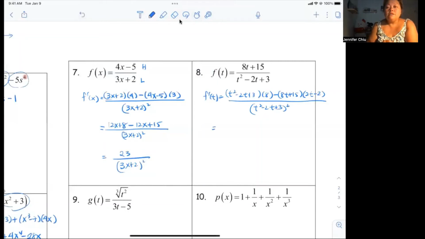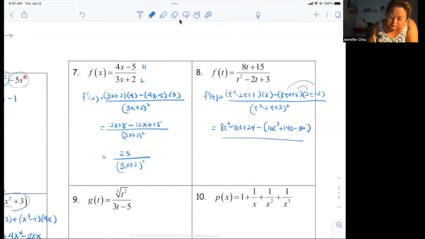squared. All right, so again, it's the algebra that really trips a lot of students up. So make sure you check your work, make sure you're distributing, and you watch your negatives, all right? So 8t squared minus 16t plus 24 minus, you distribute, get 16t squared. This gives you 30t minus 16, so plus 14t, and minus 30, all over t squared minus 2t plus 3 squared. That gives me negative 8t squared minus 30t, 24 plus 30, so plus 54, all over t squared minus 2t plus 3 squared.